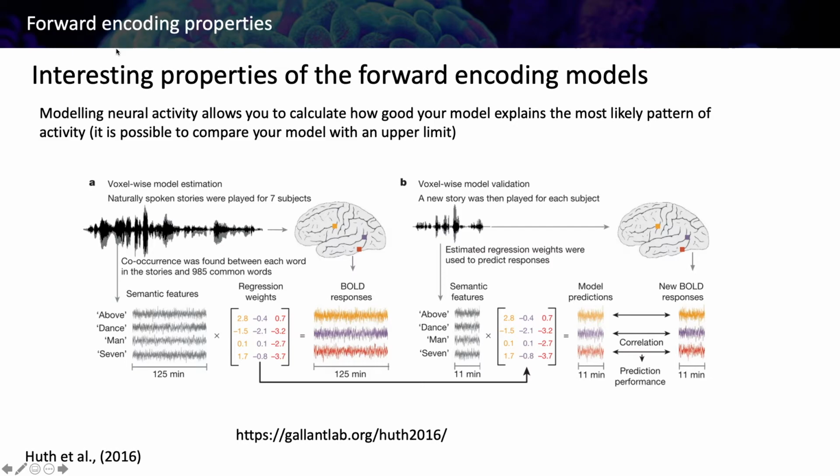Another interesting property of forward encoding models is that it allows you to compute the upper limit of the encoding in your data. Logically, the prediction of the model is never going to be perfect, as your data have noise. For example, there are also fluctuations in the attention or the activity of the scanner.